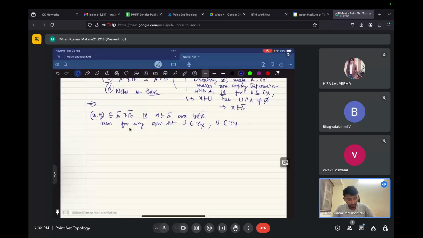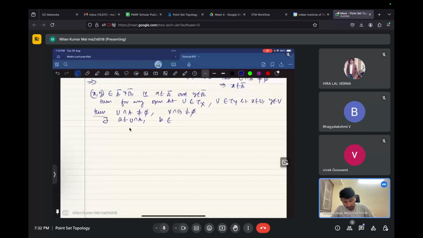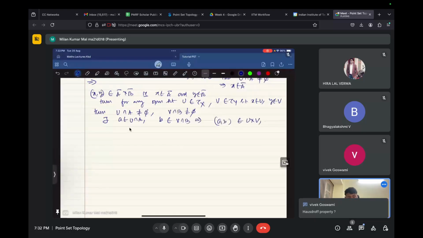I think this is clear. If this is clear, there exists a point a belonging to U intersection A and b belonging to V intersection B. That means (a, b) is sitting inside U cross V and (a, b) is also sitting inside A cross B. Now, what I want to show, what I have taken, is the Hausdorff property.